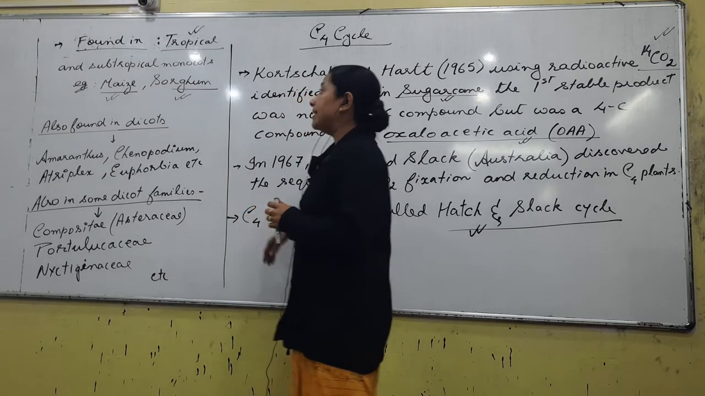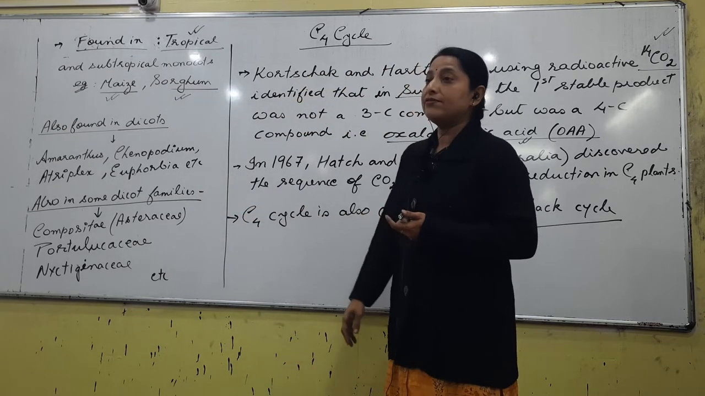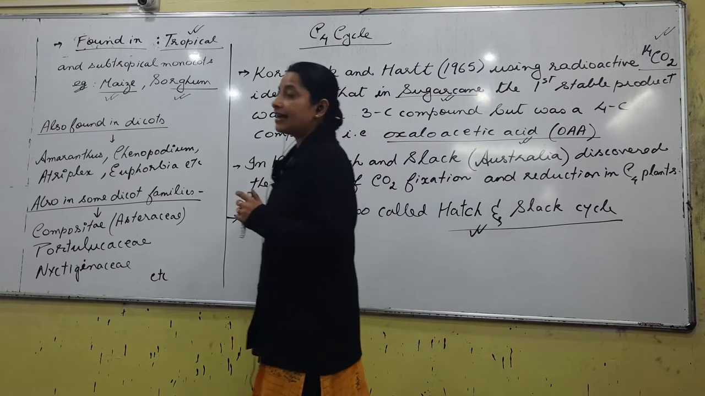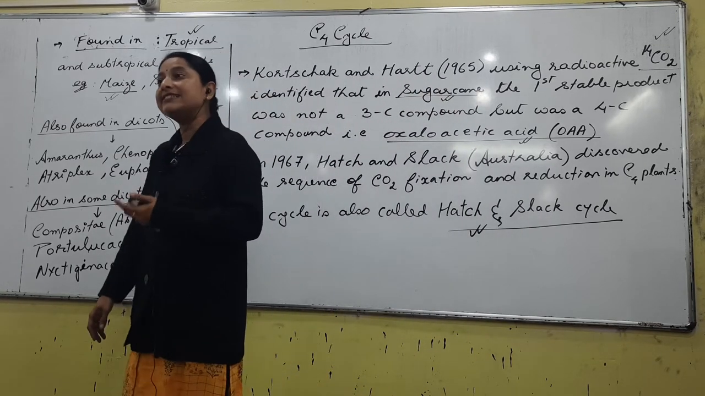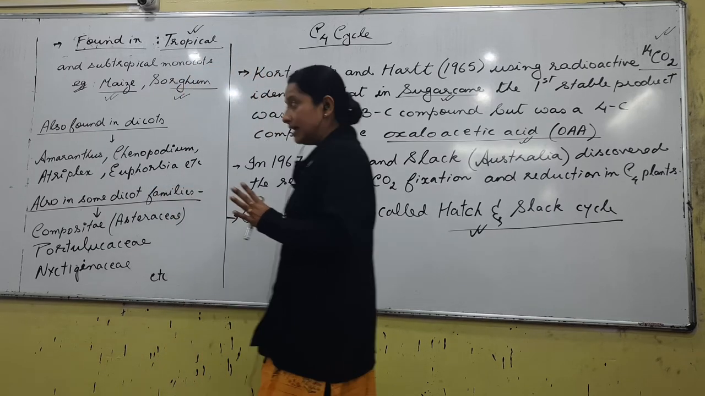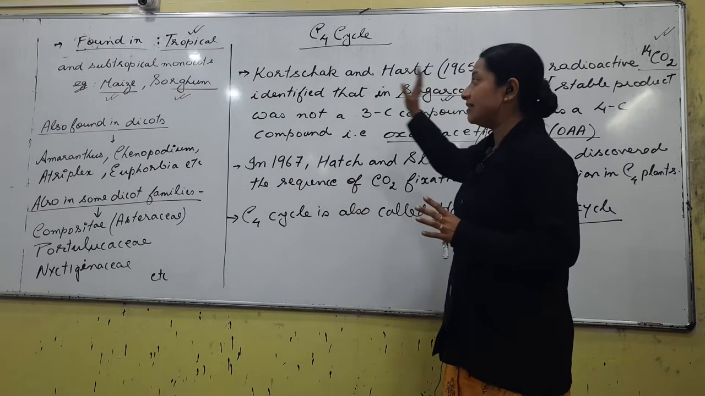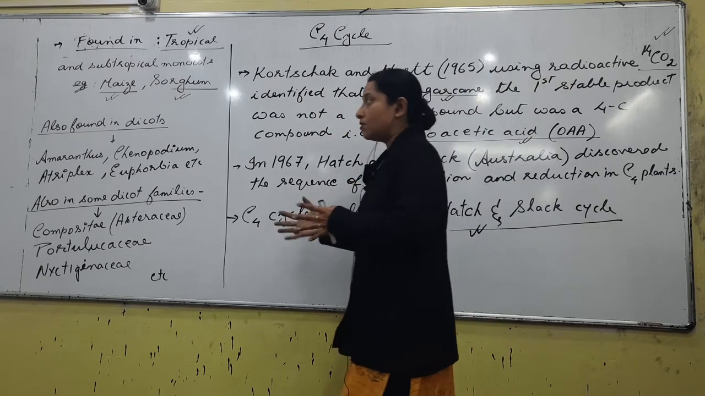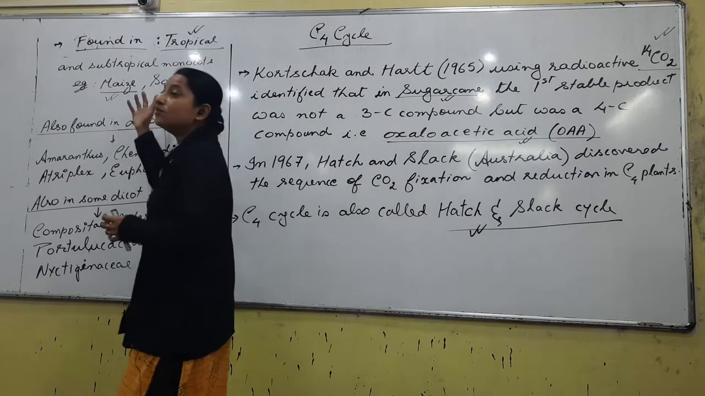Next, coming to the examples of C4 plants. Remember we talked about certain examples of C3 plants also, and I said that questions don't usually come on examples of C3. But if you are talking about C4, there are three examples you should remember: one is sugarcane, another is maize, and sorghum. Out of these three, if you have to remember concisely, it's only sugarcane and maize that you will remember.